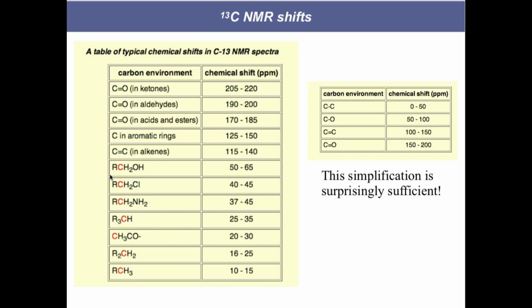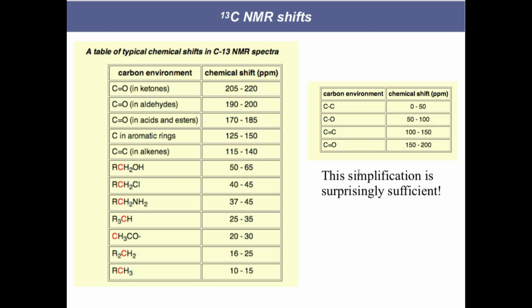Now, this is fine. If you want to memorize this, that's fine. I'm not going to hold you against that. But this table can be dramatically simplified in that there are basically only 4 different types of carbons that you will encounter. Carbons that are only single bonded to other carbons will show up anywhere from 0 to 50 ppm. Carbons that are single bonded to an oxygen will show up between 50 and 100 ppm. Carbons that are double bonded to other carbons show up between 100 and 150, and carbons that are double bonded to an oxygen show up from 150 to 200.